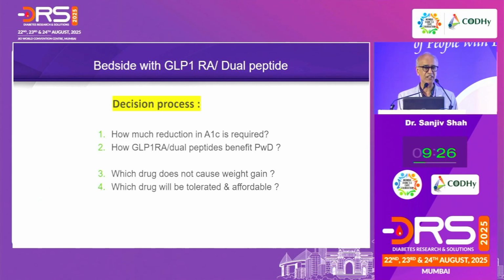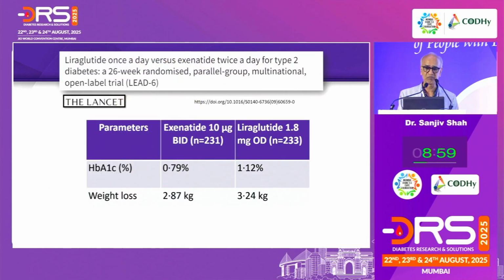So when we look at treatment of diabetic people, how much A1C reduction is required? How would a dual peptide or a GLP-1RA behave in relation to the so-called reduction in A1C without causing weight gain or hypoglycemia? Most importantly, it should also be well tolerated and affordable. It's a long-term treatment for diabetics, which should run beyond 5 years and not be short term. So let's examine some of them.